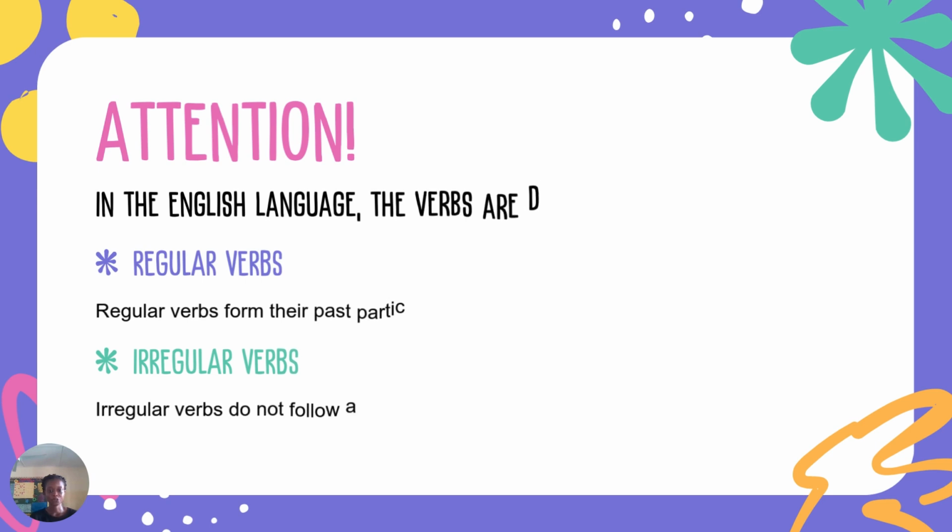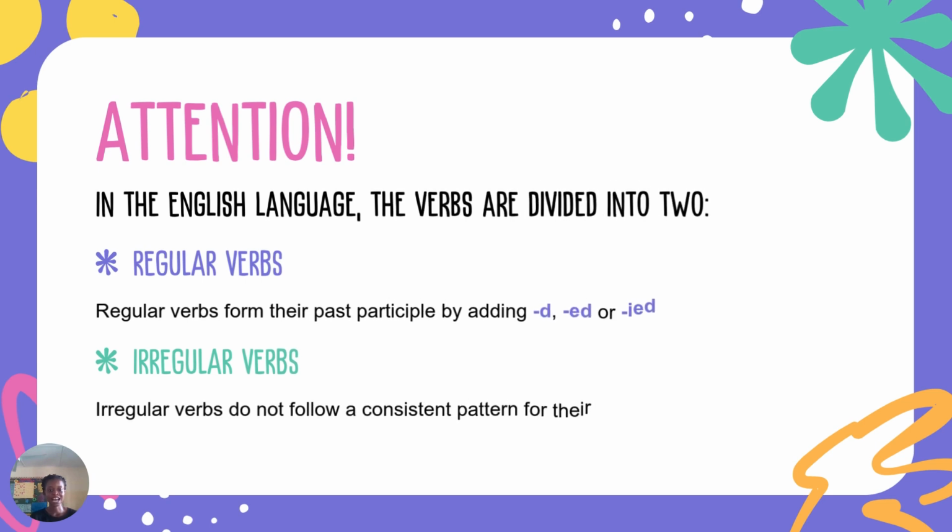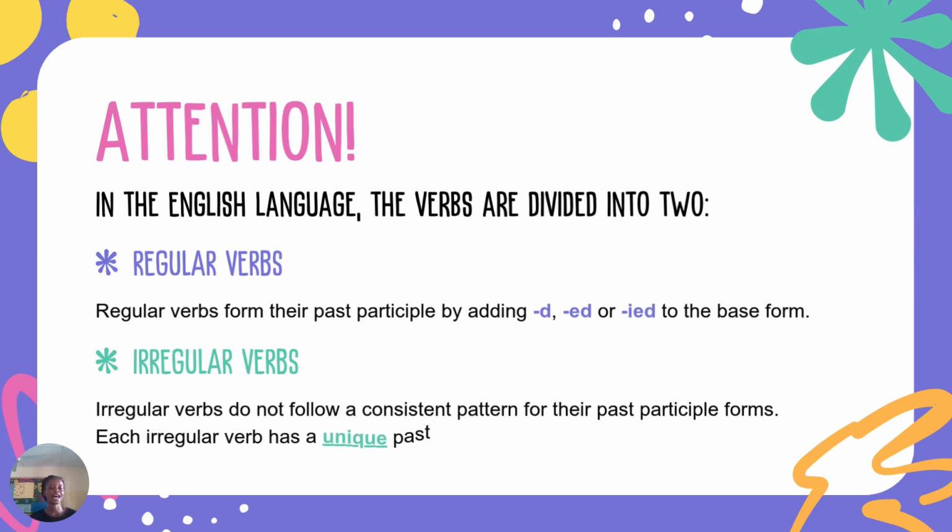Now, the next thing we're going to be looking at in today's class is how we can form the past participle forms of regular and irregular verbs. Remember that in order for us to make use of our present perfect tense, our verbs have to be in their past participle forms. Now, how do we find the past participle form of many of these verbs?